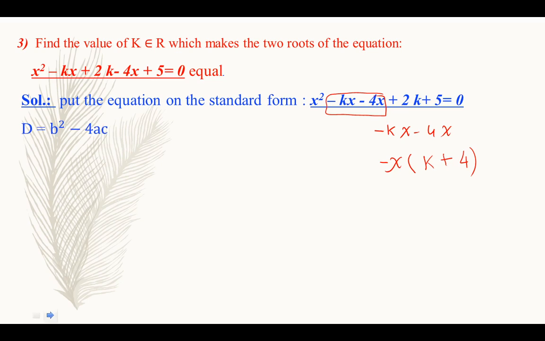Here the discriminant will be b squared minus 4ac. Here a equals 1 and b equals negative (k plus 4). The coefficient of x will be negative (k plus 4). The discriminant will be b squared, so the coefficient of x is negative (k plus 4), squared.